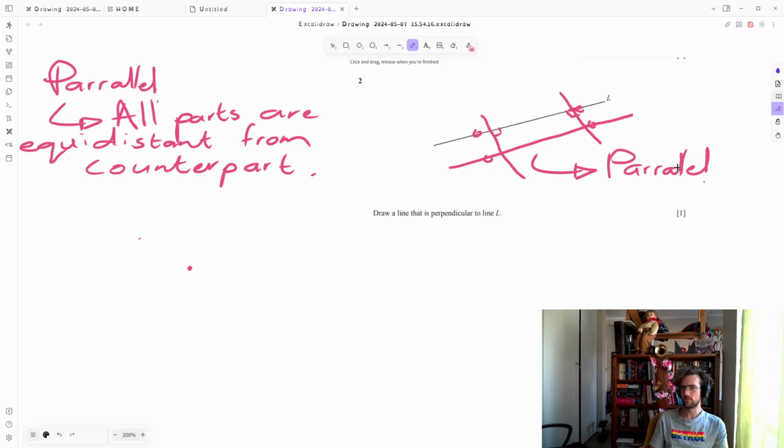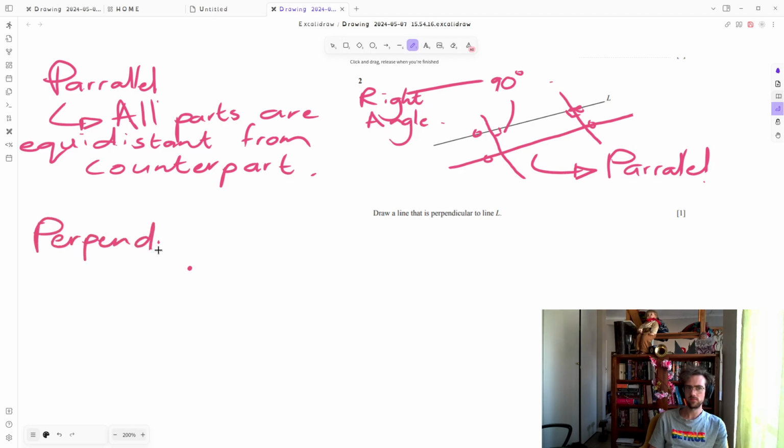Okay. So if that is true, well, so that's parallel. Now this, we're going to say, is 90 degrees. So 90 degrees, we also know it as a right angle, right? So a perpendicular line is at 90 degrees.